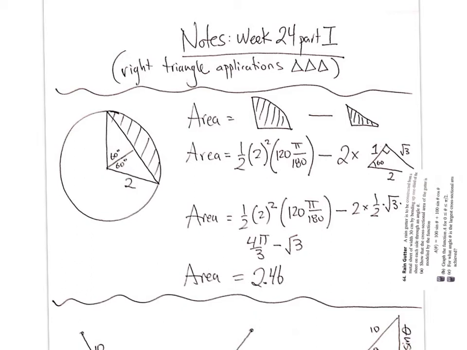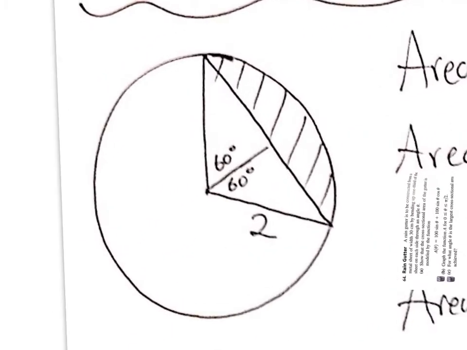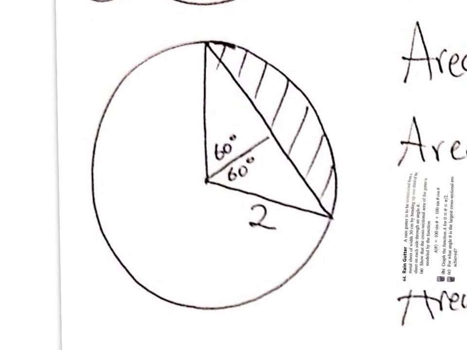Okie dokie. So here we go. Week 24. We are doing some right triangle and circle applications. So for our first question, we have this. It looks like a circle, and there's this piece cut out, and it asks for the shaded area.